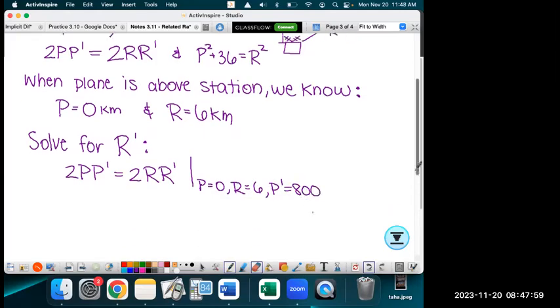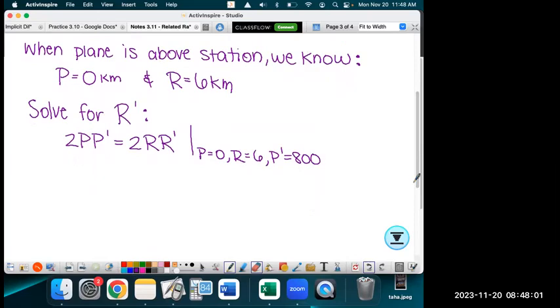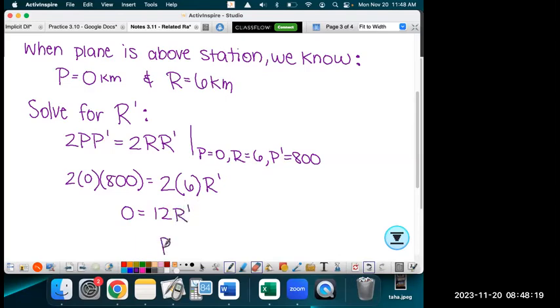Plug in the information and let me know what you get for r prime. Label would be kilometers per hour.